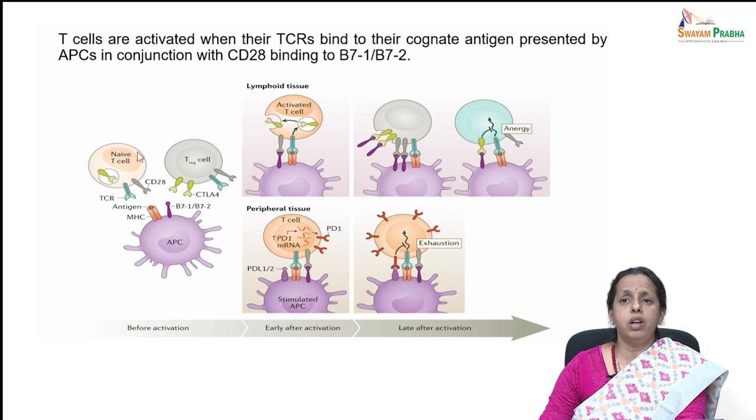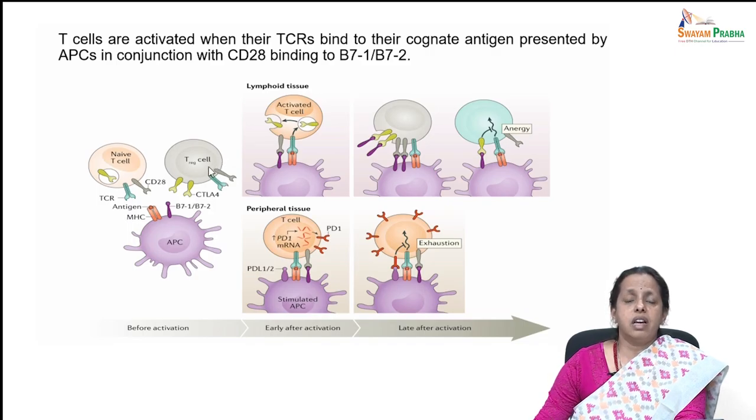Your inhibitory molecule, cytotoxic T lymphocyte-associated antigen 4, or CTLA-4, is contained within intracellular vesicles in naive T cells, whereas it is constitutively expressed on the cell surface of your CD4 T regs, your regulatory cells. If you have CD4, CD25 positive, it is your T regs. Both classes of your T cells express CD28. Please keep in mind, very important.